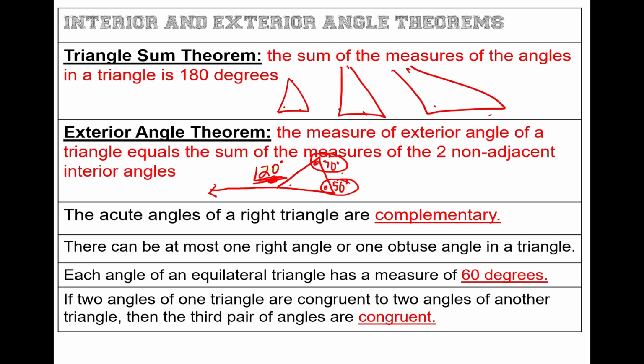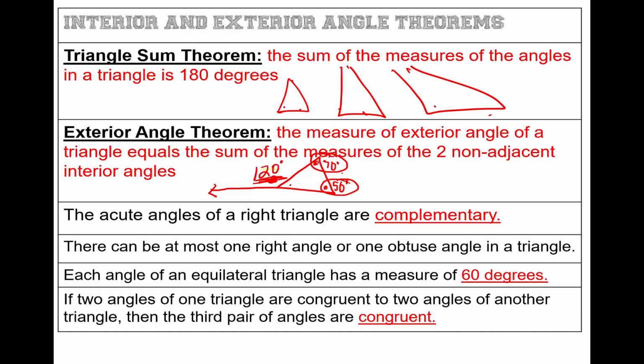If you had two right angles in a triangle, you wouldn't actually be making a triangle, you'd be starting to make a square. And of course, you can't do that with obtuse either, because you need it to add back to 180. Each angle of an equilateral triangle has a measure of 60 degrees. That also makes sense, going back to the triangle sum theorem. If you have an equilateral or equiangular triangle, you take 180 divided by 3, and you'll get back 60.